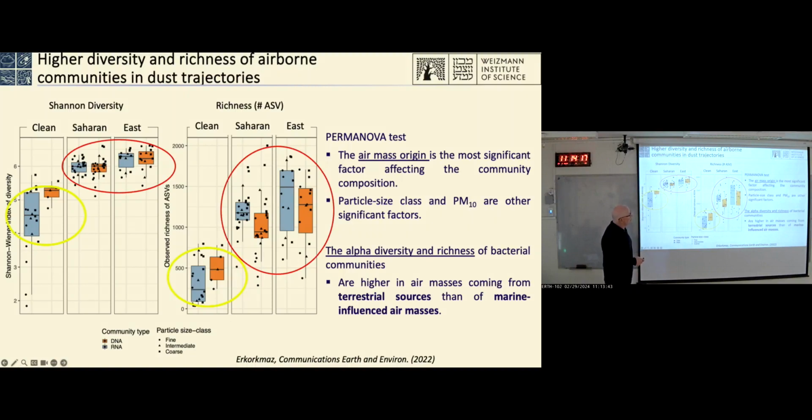So the air mass origin, whether it's from a dust source or over the ocean, the Mediterranean, is the most significant factor that affects the community composition. And another parameter is particle size class, and the concentration of particles that are below 10 microns, called PM10, are also significant factors. And we see that the diversity and richness are higher in those trajectories.